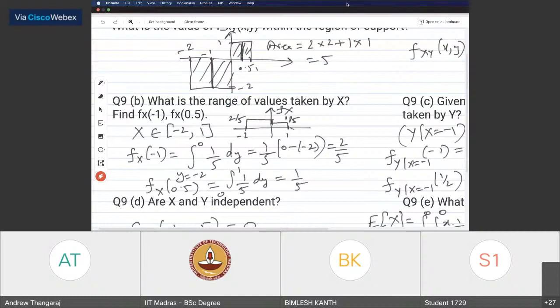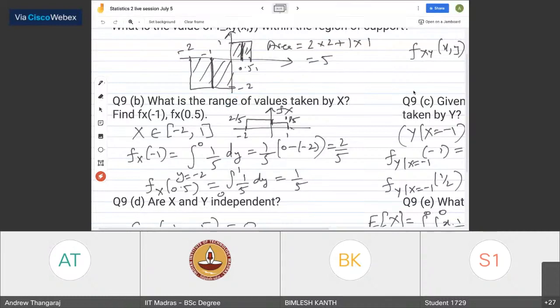Okay, so there's some chat question going on. Yeah, sure. I'll take care of this -2 to 1. Only from -2 to 1 the PDF is defined. That's correct. The PDF is only from -2 to 1. It is 0 otherwise. Okay. So that's the PDF of X.